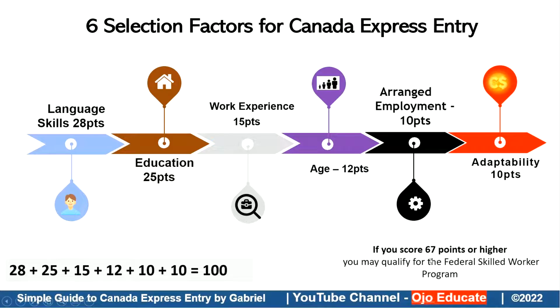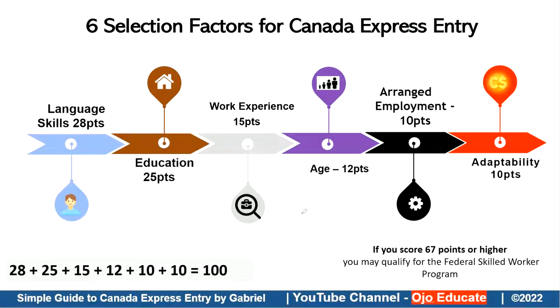So if you score 67 out of this 100, you may qualify for the Federal Skilled Worker Program. That is when you are qualified. That's when you'll be able to create your profile in the Express Entry. If you are able to score 100, or sorry, 67, then you'll be able to create a profile in the Express Entry.